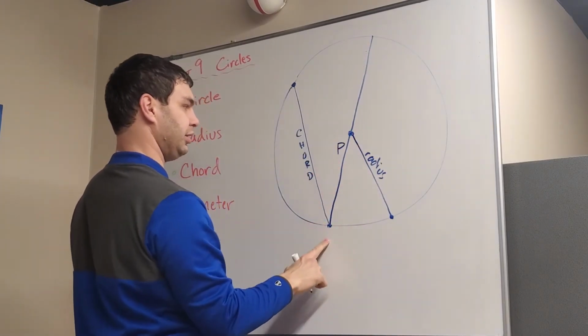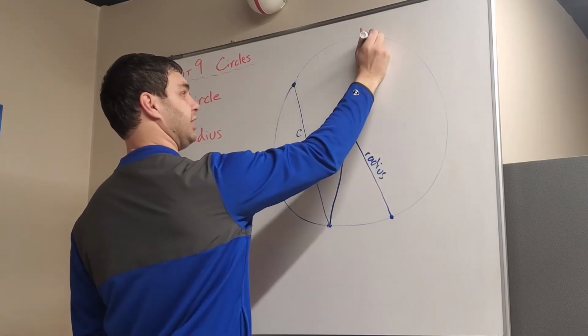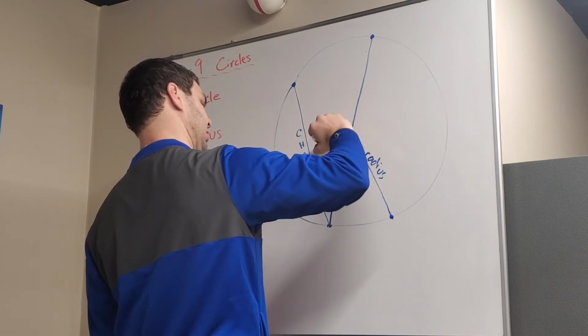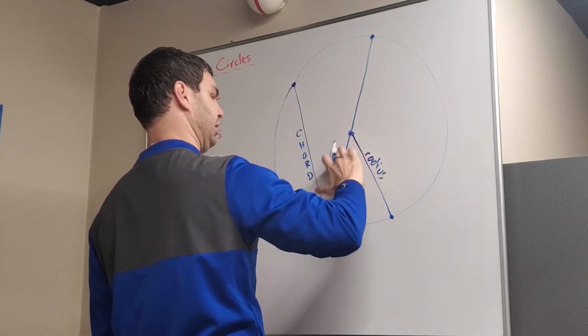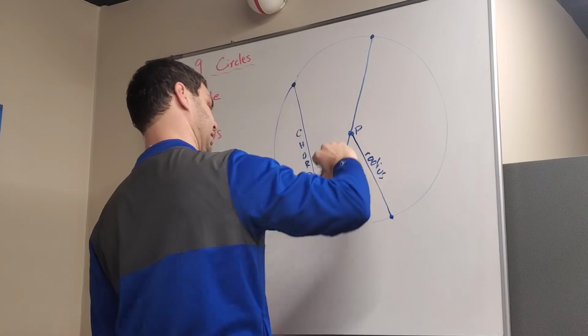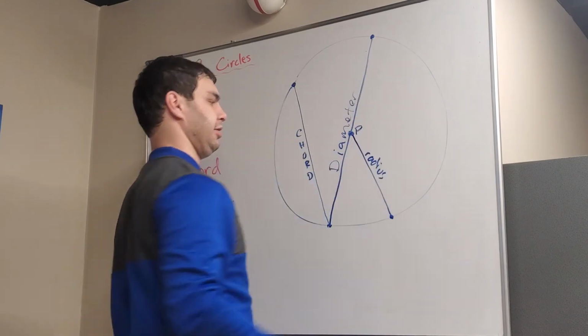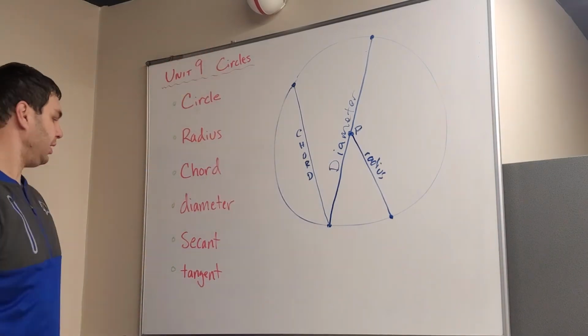It goes from one point through the center to the other side, and the whole thing is called the diameter. So how about I move the P over there? There we go. That's the diameter. That's the whole thing. Okay, 2 more.